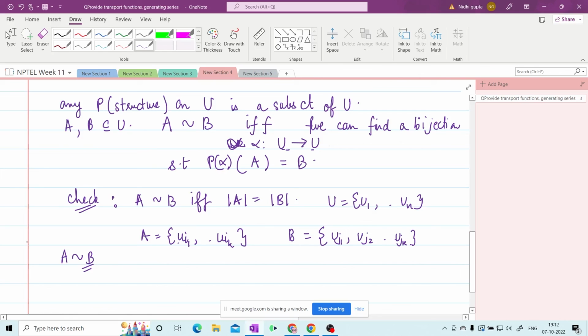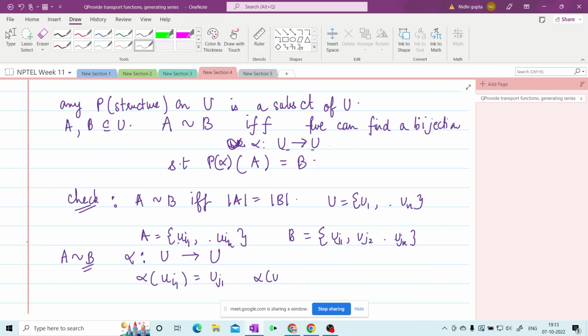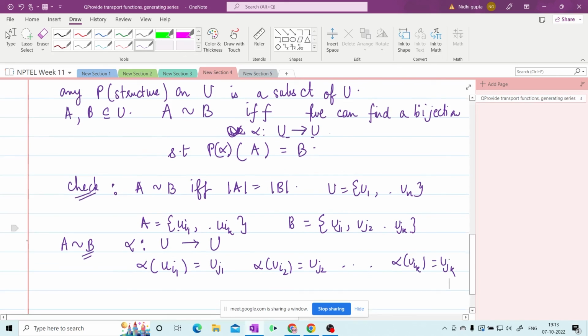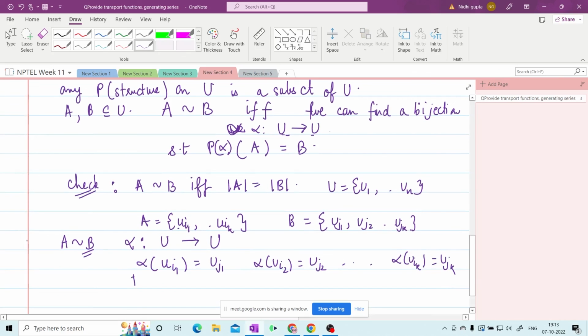So what is the natural bijection that we should construct? We construct alpha from U to U as follows: alpha(U_I1) is equal to U_J1, alpha(U_I2) should be U_J2, and similarly alpha(U_IK) should be U_JK, and extend it to the rest of the elements.